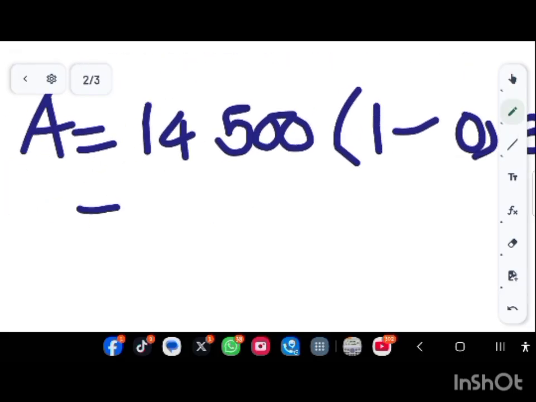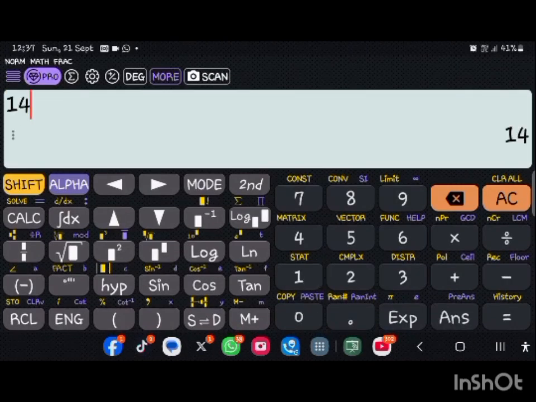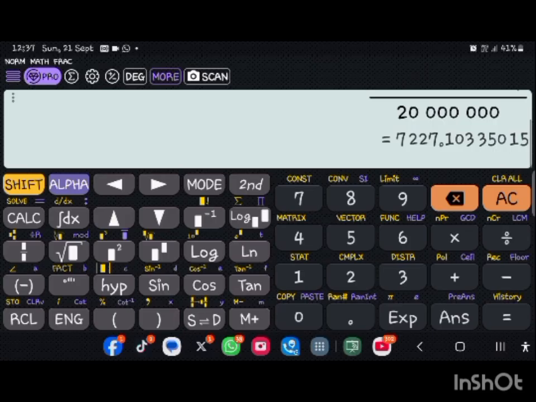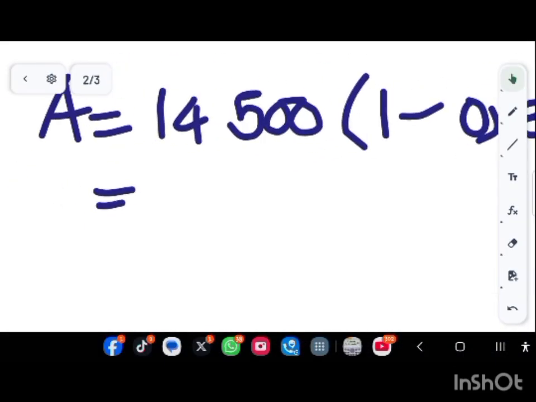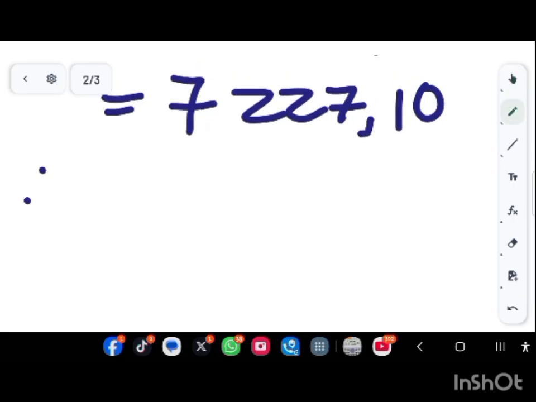Take out your calculator. This is how you calculate it. So that will be 14,500 in bracket 1 minus 0.13. Please make sure that you are careful with that, because it's very easy to put a plus in front instead of a minus in that formula. To the power of 5, that will give you 7,227 and 10 cents. Therefore, always answer the question.